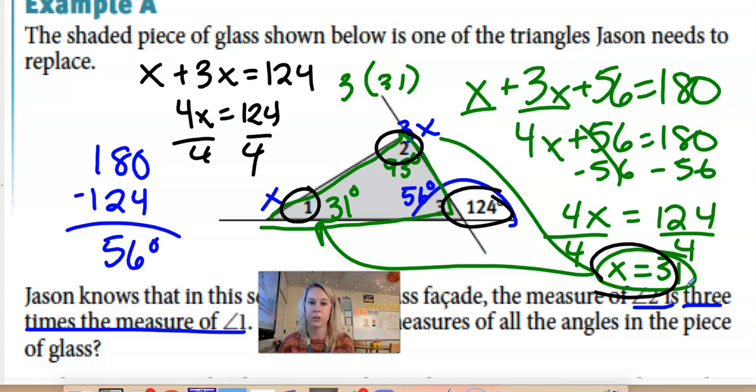Okay, so you get to pick. If you like the exterior angle theorem and you want to add the 2 remote interior and set them equal to the exterior, you can. Or if you want to take the exterior angle, move to the interior angle, and then add these 3 to 180, you can do that as well.